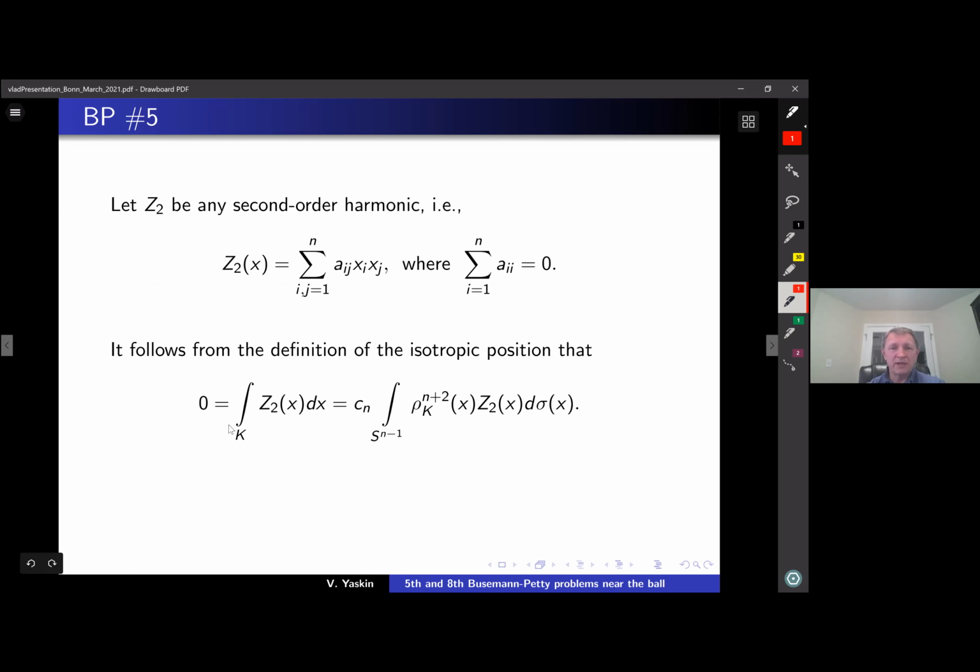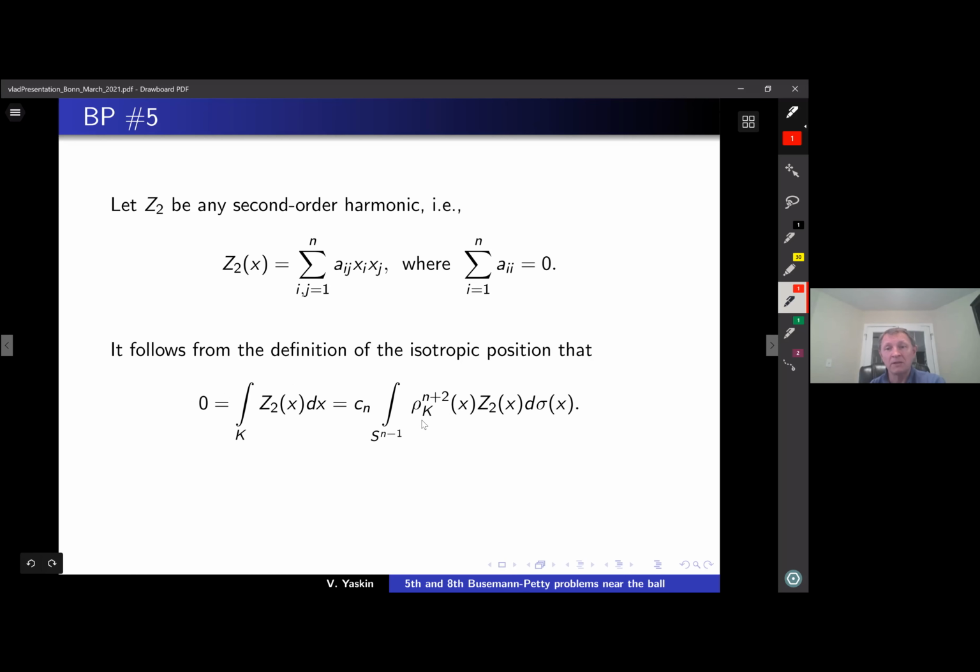And now let's integrate this harmonic over the body K. Since K is in the isotropic position, the integral of x_i x_j will be 0 if i is not equal to j. But if i is equal to j, we'll just use this condition, right? The sum is 0. So this integral is 0. And then passing to polar coordinates, you can write it as the integral over the sphere of this product, meaning that rho_K to the power n plus 2 doesn't have second harmonics in its spherical harmonic expansion, right?